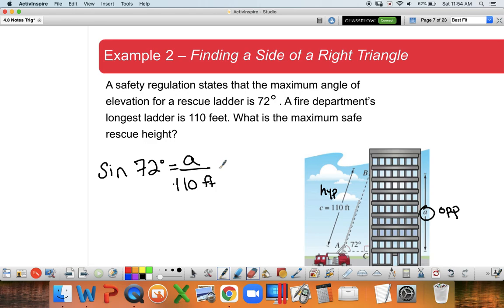Now, in order to solve this, I'm going to multiply both sides by 110. Very similar to our last question. I'm going to plug that into my graphing calculator, making sure I'm in degree mode. And let's round to 1 decimal place. I get 104.6 feet. So that represents the height of the building that is the maximum safe rescue height.